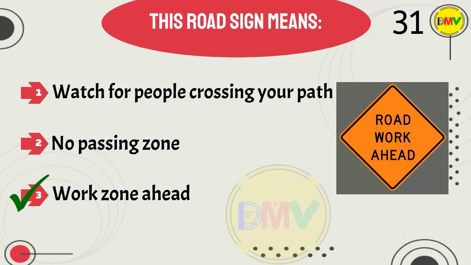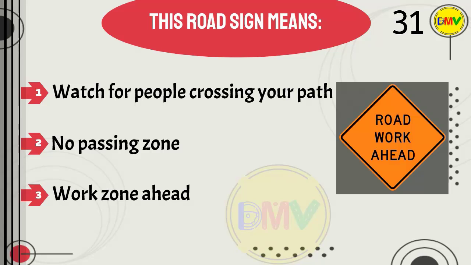The correct answer is 3. This orange warning sign tells drivers that an area of road work is upcoming. When traveling through a work zone, stay alert for temporary traffic control devices.